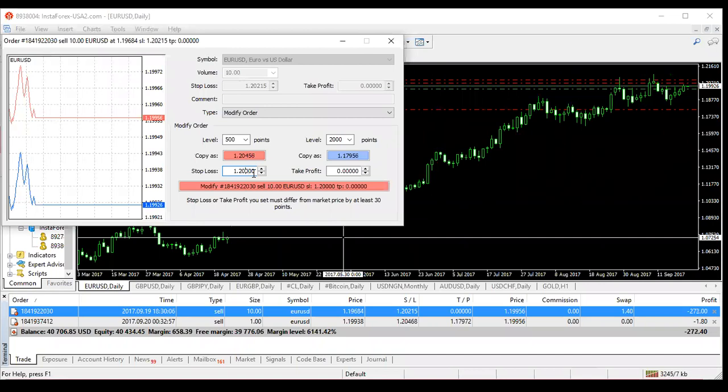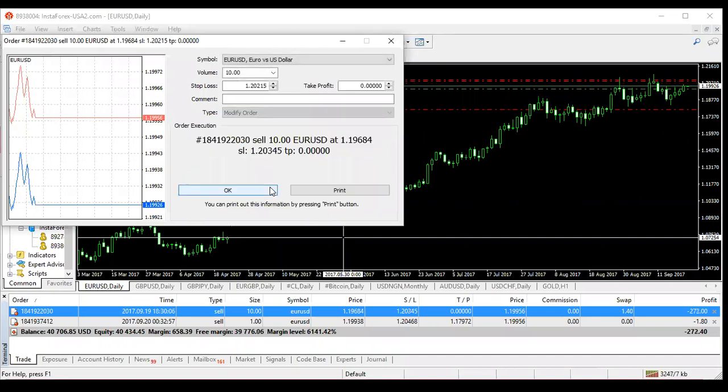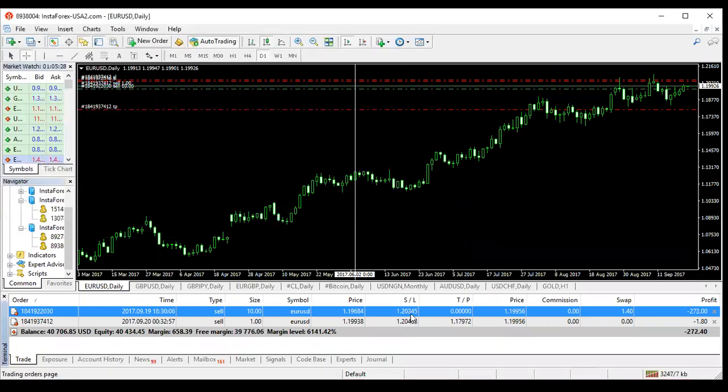Okay, 1.20345. Then I click at this point. I modify it. Look at it. It has been modified. Or I could allow it to, because I've already put my stop loss. That is my risk, 50 pips.